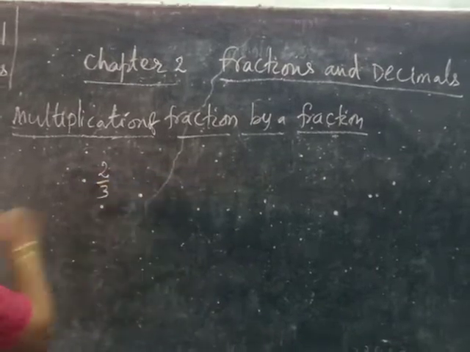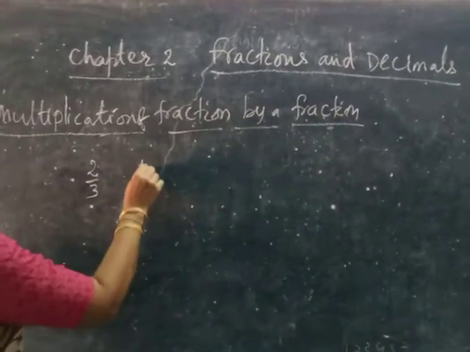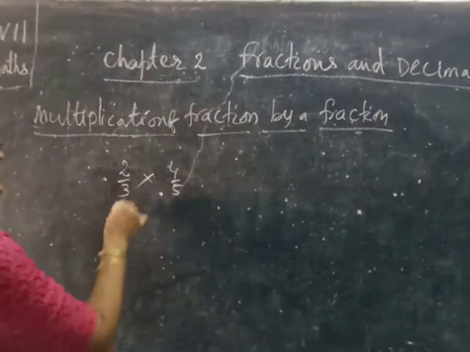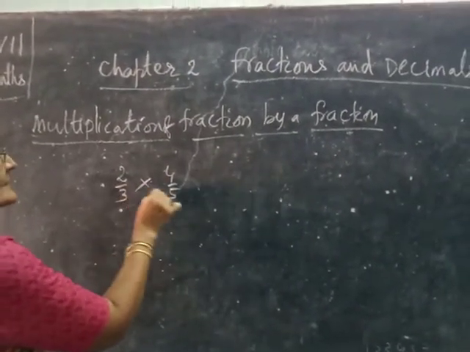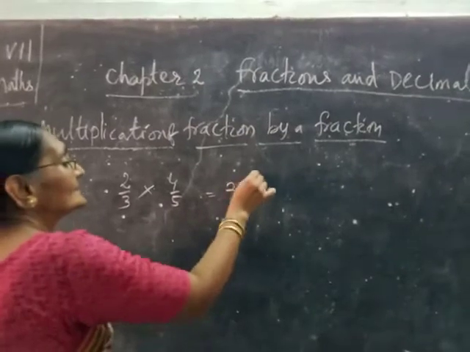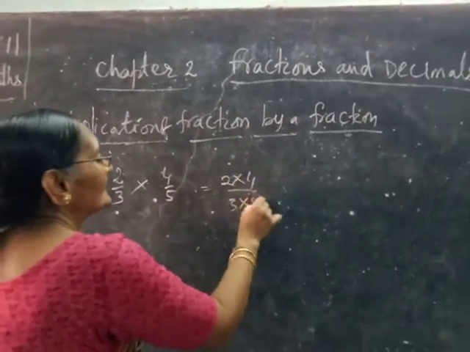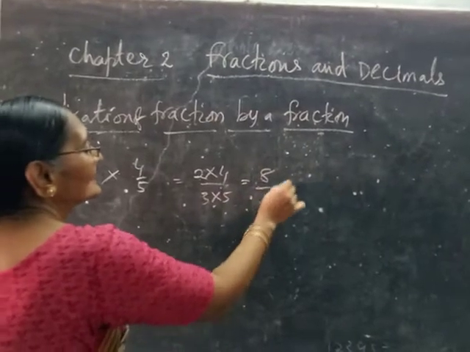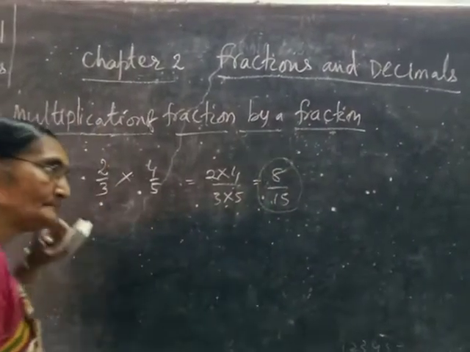Suppose 2 by 3 is a fraction, and another fraction, suppose 4 by 5. Then how will you multiply? You will multiply numerator into numerator, denominator into denominator. Then 2 times 4 is 8, 3 times 5 is 15. So it is a proper fraction.